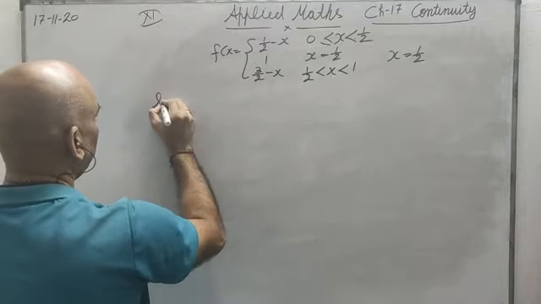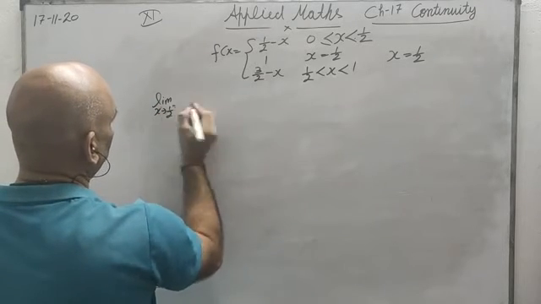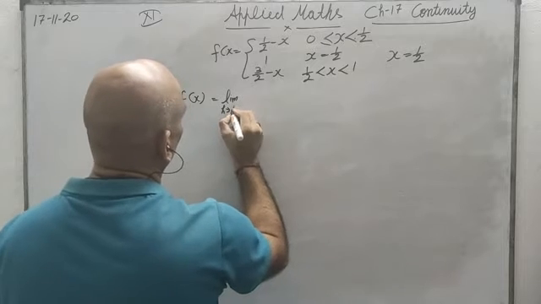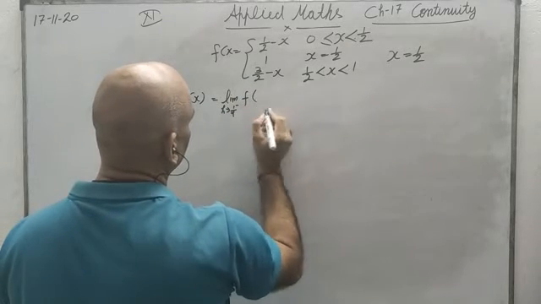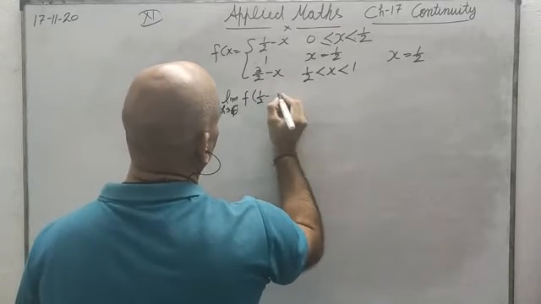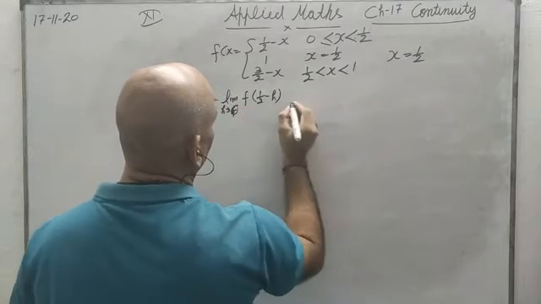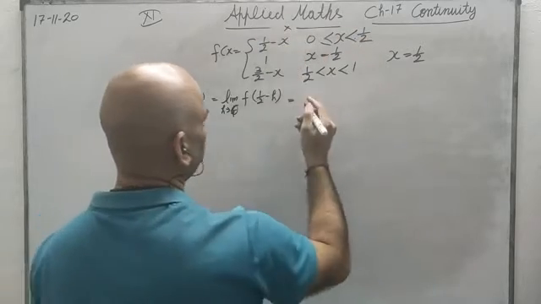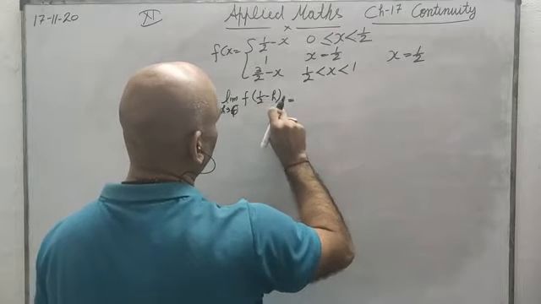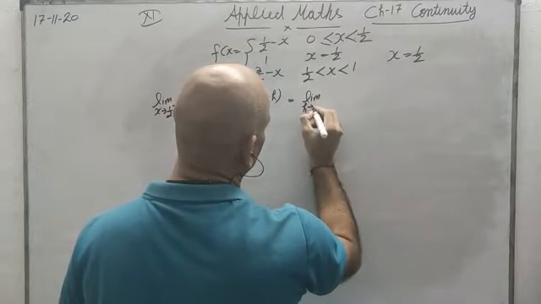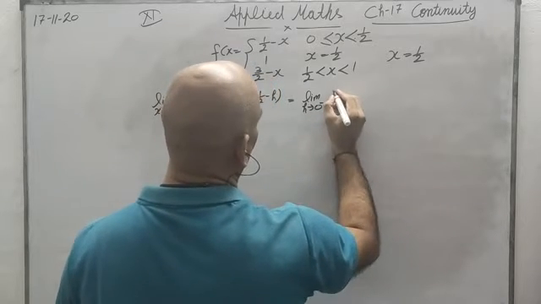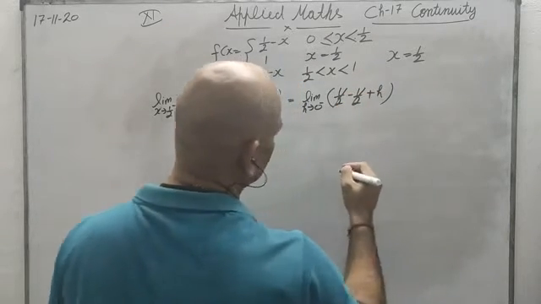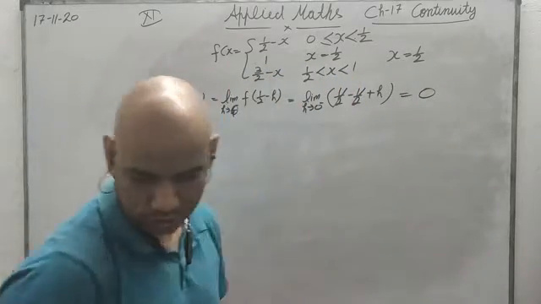I'll have to calculate the left hand limit and right hand limit. Limit x tends to 1 by 2 minus f(x), that is limit h tends to 0, sorry, f(1 by 2 minus h). I got 1 by 2 minus h is less than 1 by 2, so the value of the function will be this. In place of x, I am going to substitute 1 by 2 minus h. So limit h tends to 0 negative, I got 1 by 2 minus 1 by 2 plus h. 1 by 2 and 1 by 2 cancel. As h tends to 0, the value of the function is 0.